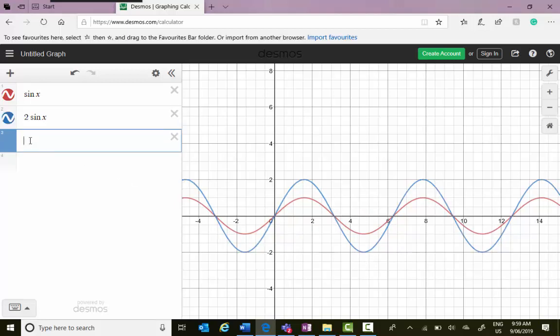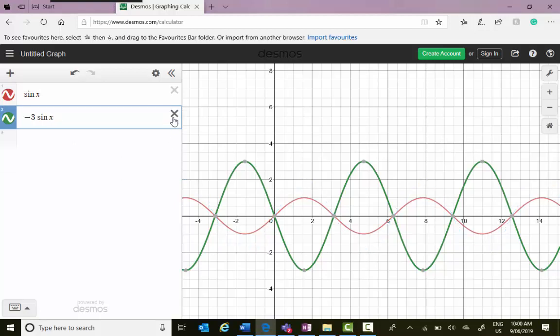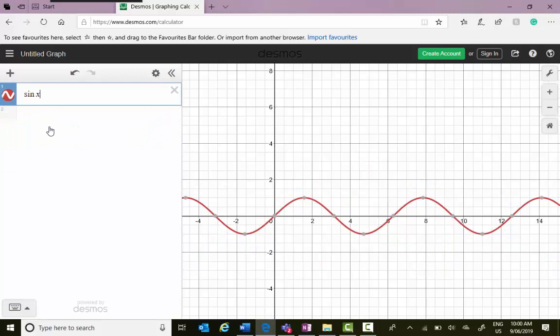Let's try another one. Let's do minus 3 sine x. So that one there, the minus inverts it and it makes it a height of 3. Alright, so the amplitude of the wave has been affected by this. That's what it's doing. So I think it's pretty easy to work out what the A does. Let's look at the B value.